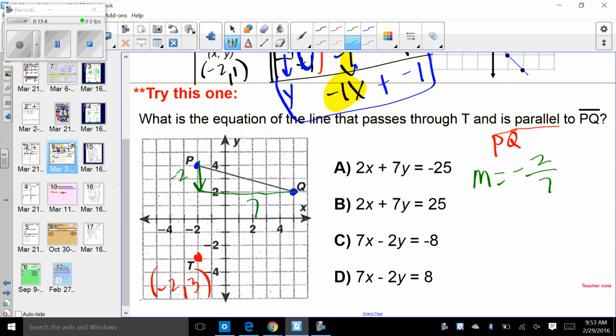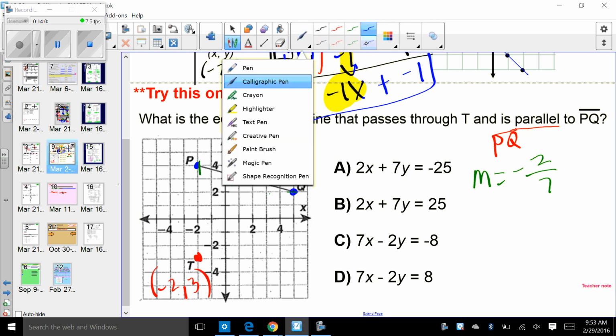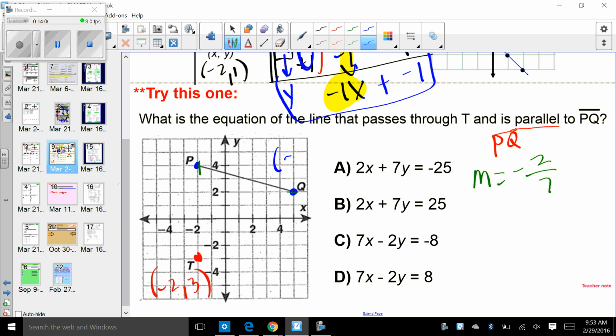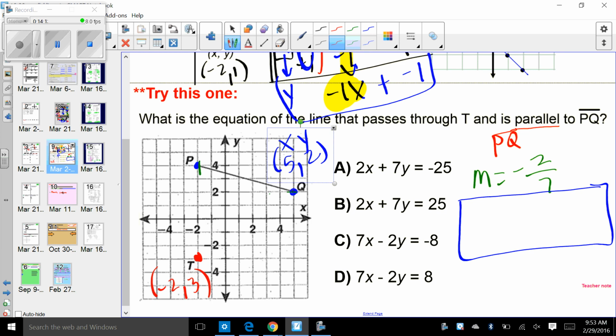My equation then would be y equals mx plus b. The problem is I don't know the b value right now, and because I don't know the b value, I can't write the equation. However, I can take one of these data points and use its slope to figure out the b value. The data point I'm going to use is this Q data point. It looks like it's right 5, up 2. So the x value is 5, the y value is 2. I can write an equation then in point slope form to find the b value. So I'm just working on the line of PQ right now.